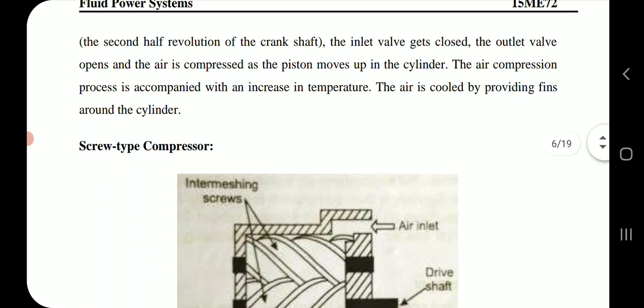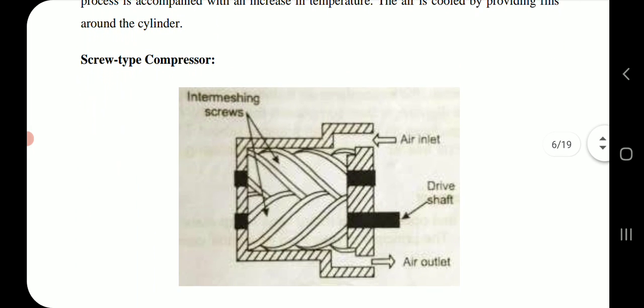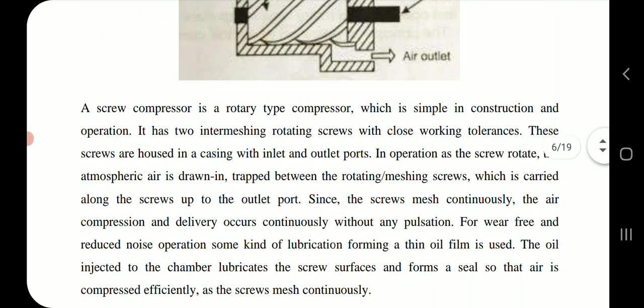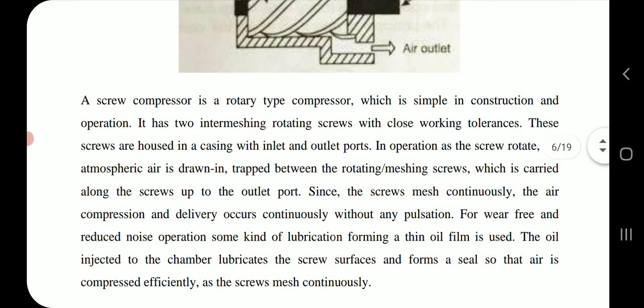Screw type compressor: intermeshing screws, air inlet, air outlet, and drive shaft. A screw compressor is a rotary type compressor which is simple in construction and operation. It has two intermeshing rotating screws with close working tolerances. These screws are housed in a casing with inlet and outlet ports.